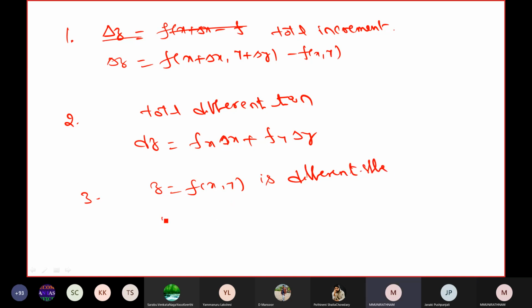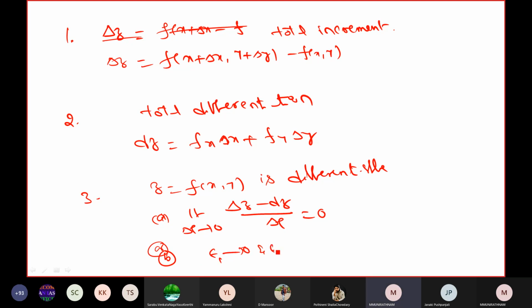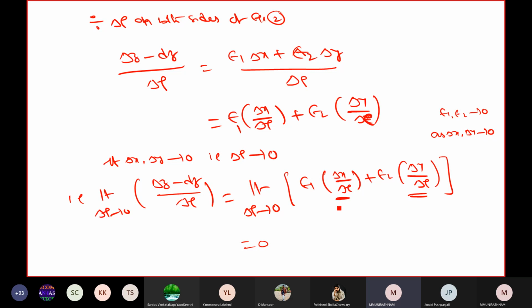There are two ways to prove this. The first one is to prove that the limit as delta rho tends to 0 of (delta z minus dz) by delta rho is 0, or you can prove that epsilon 1 tends to 0 and epsilon 2 tends to 0 as delta rho tends to 0. Using this, likewise you can prove it.